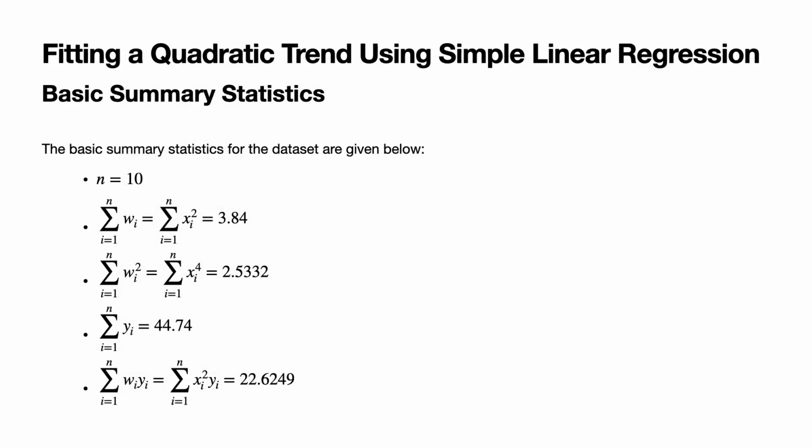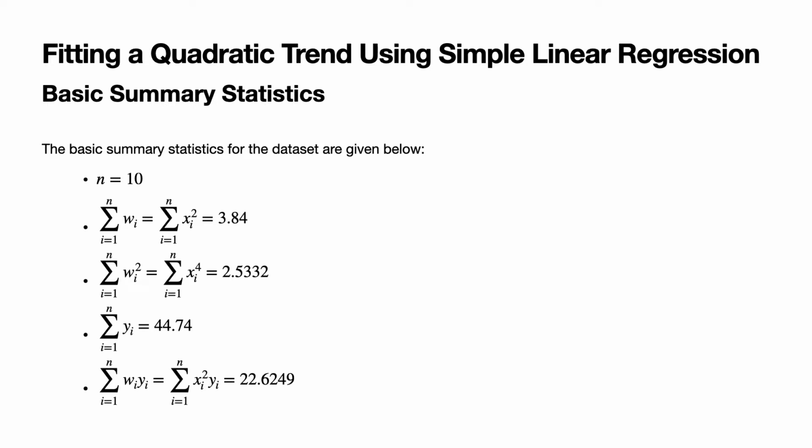The next thing we need to do is to calculate summary statistics that are needed for the formulas. Now notice that these are the same summary statistics that were used in fitting this model using the normal equations. And that makes sense because the formulas were derived from the normal equations themselves. So the sample size is 10. The sum of the w values, which is the same as the sum of the squared x values, is 3.84.